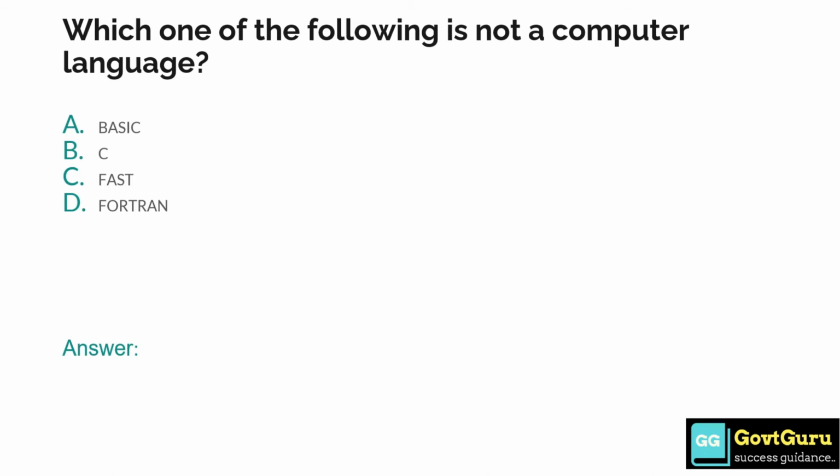The next question is which one of the following is not a computer language? Option A basic, option B C, option C fast, and option D is Fortran. So the answer is fast, option C, which is not a computer language.